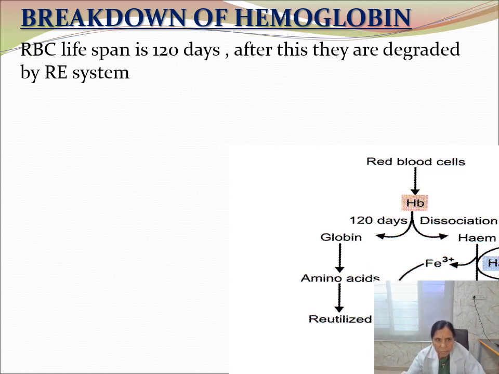The RBC lifespan is 120 days. After this, they are degraded by the reticuloendothelial system. Here, the RBCs get lysed and hemoglobin is released, with the heme part on this side and the globin part on the other side. The globin part is converted to amino acids and they are released.